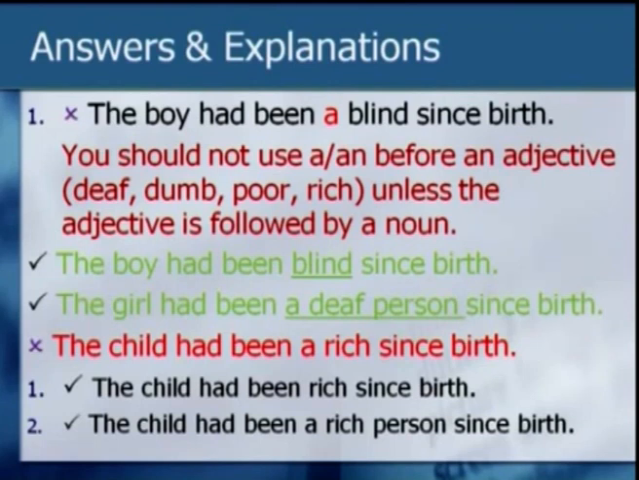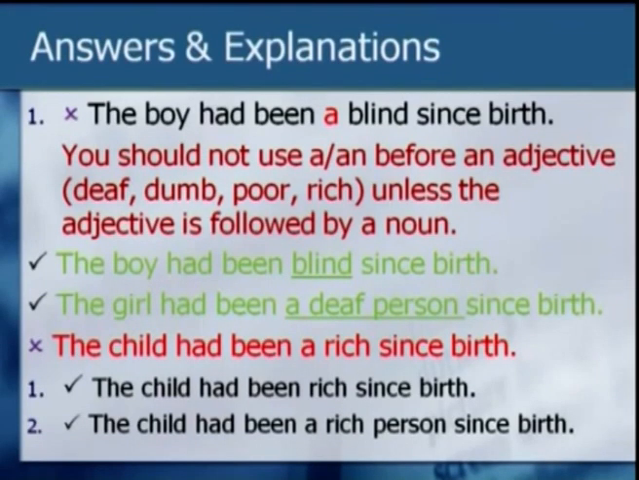The first sentence: the boy had been a blind since birth. Here is the inappropriate use of the article a. Whatever is inappropriate, I have used a red color to indicate; whatever is correct, I have used green color, so that you can easily identify when you look at the slides. The boy had been a blind since birth. The a usage is incorrect because you should not use either a or an before such an adjective, which means you cannot say a blind, a deaf, a dumb, a poor, a rich. Before all these adjectives, you cannot use a.